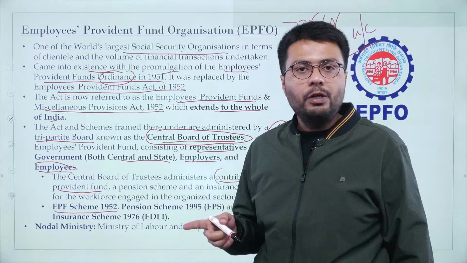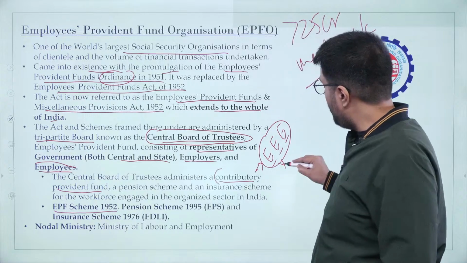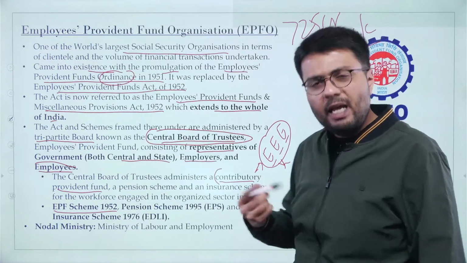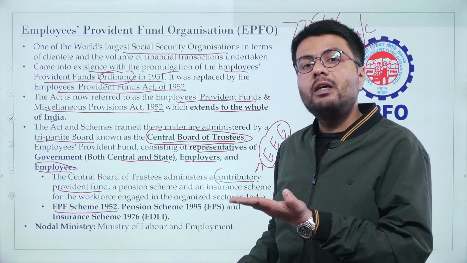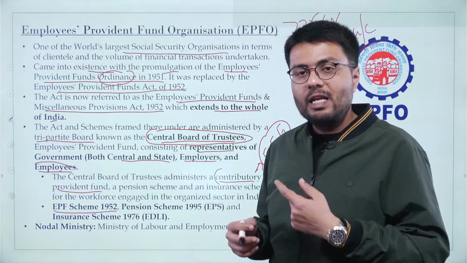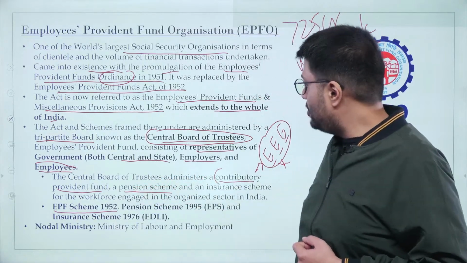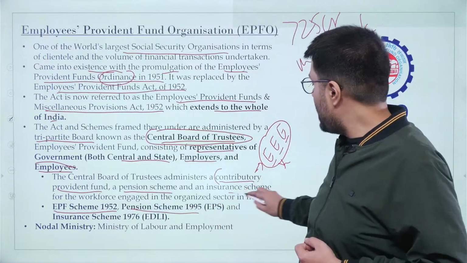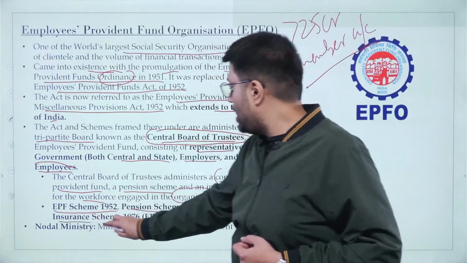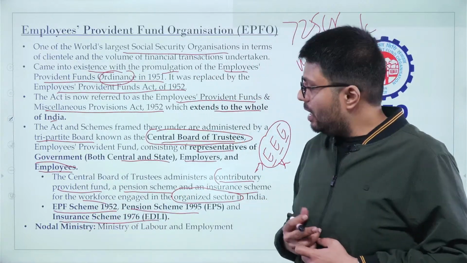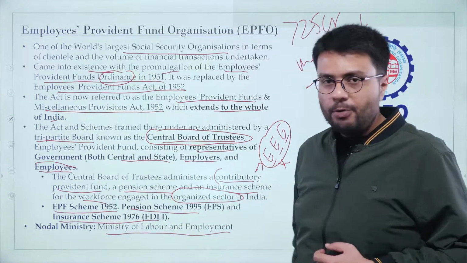However, there is also an option to withdraw your PF savings before you retire. However, in that case, the eligibility for income tax exemption is not provided. And this is done in order to make people more aware that they can withdraw their benefits after the retirement, and it will act as a sense of social security for them. This board also administers a pension scheme, which is Pension Scheme 1995, and an insurance scheme for the workforce who are engaged in the organized sector, called Insurance Scheme of the year 1976. Now, this body functions under the nodal control of Ministry of Labour and Employment.